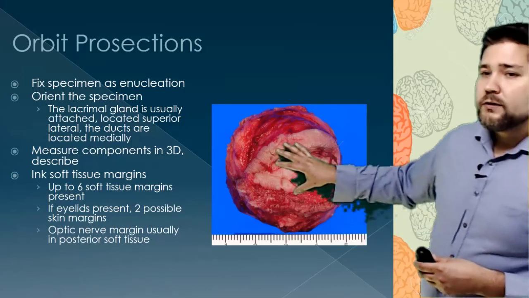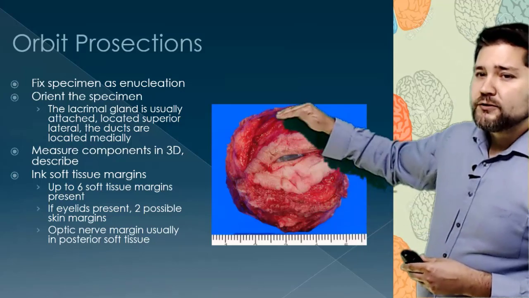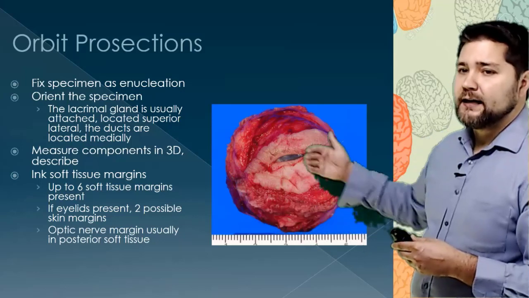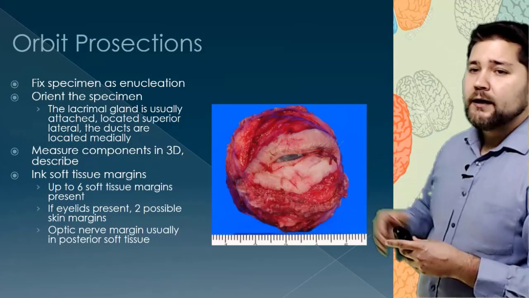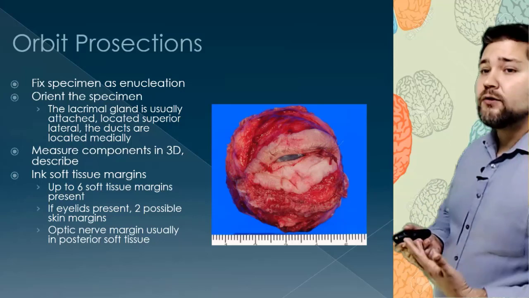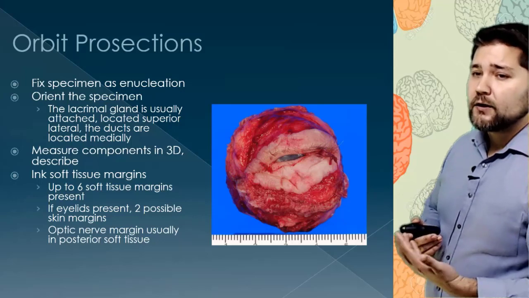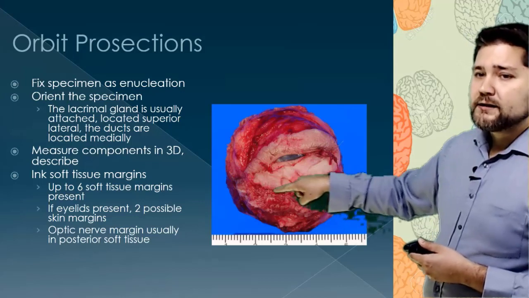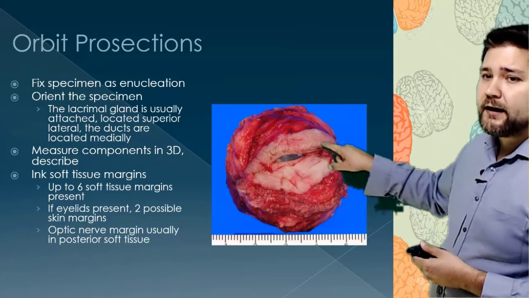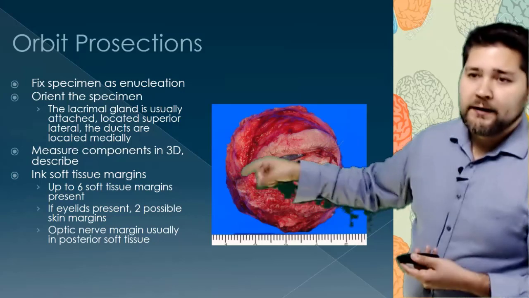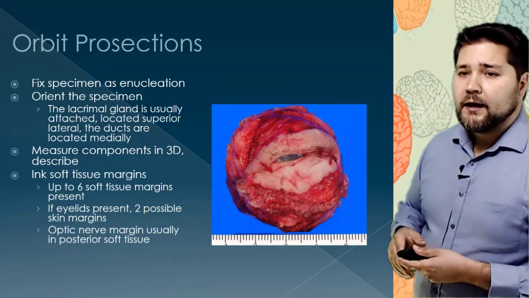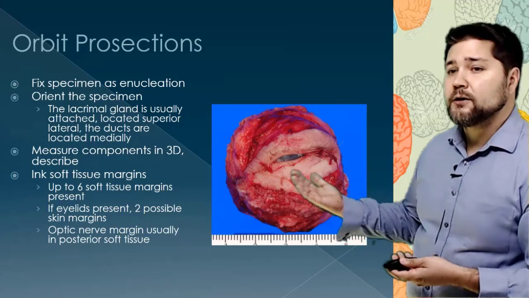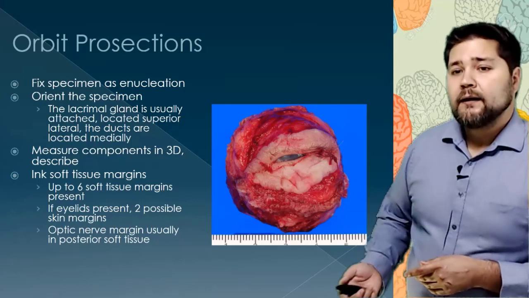And now, to do that, we want to think of the specimen as a cube. So now we have superior, inferior, lateral, medial, and anterior, posterior soft tissue margins. And we can ink those 6 different colors accordingly. Additionally, this skin, we can say we have an inferior skin margin and a superior skin margin. And so we can shave those. And then we'll still have our optic nerve margin. So we essentially could have up to 9 margins that we're submitting on this specimen.